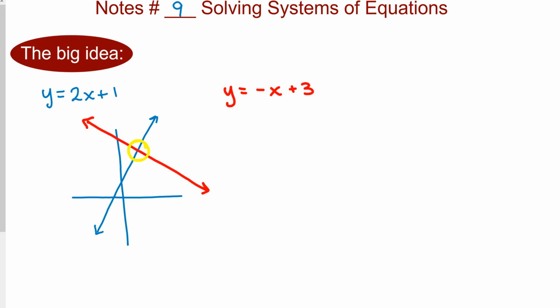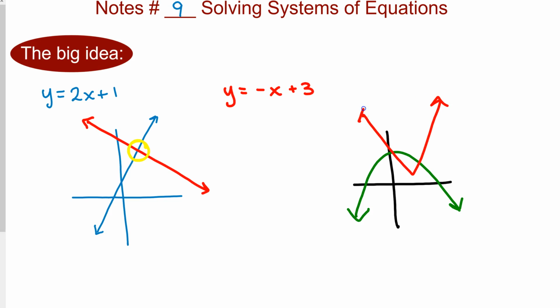So a system is having two or more equations, and the solution is the point or points that they have in common. So that's the idea. We're going to be solving linear systems of equations, but you could eventually solve a system of equations where one of your equations was, let's say, a parabola, and maybe the other one was, let's say, an absolute value, and you're finding all the points of intersection of the two.